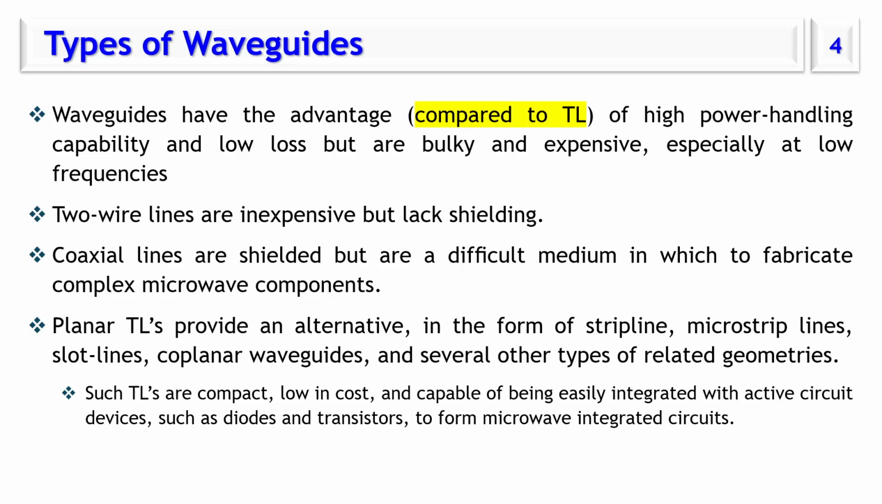So different electromagnetic wave guiding structures have their own advantages and disadvantages. The usage changes from application to application based on those properties or features.